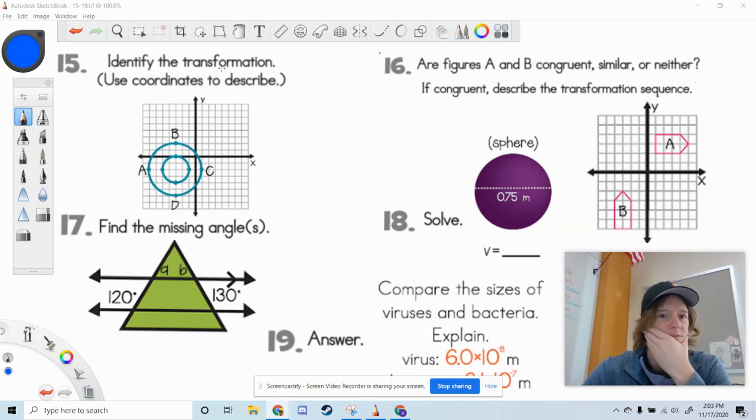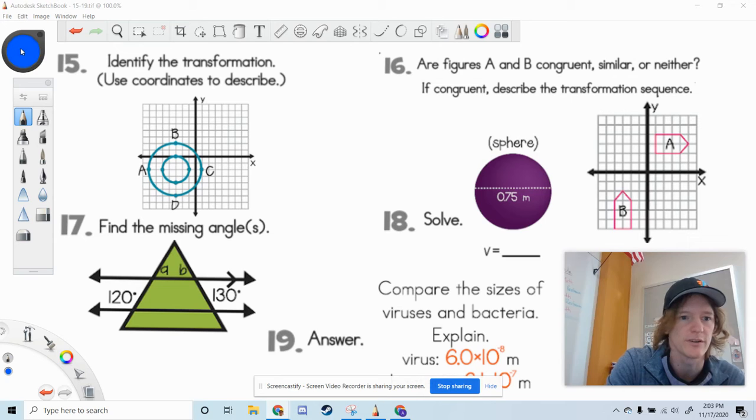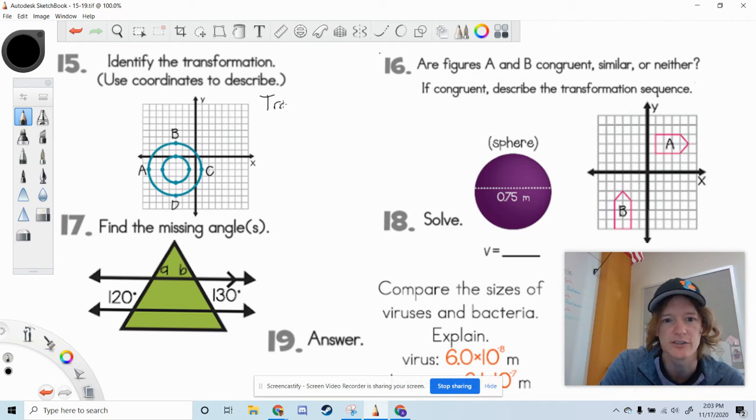Number 15, identify the transformation. We have 4 different kinds of transformations at this point. I'm going to list them out right here. Number 1 is a translation. That's where something moves up or down or left or right.